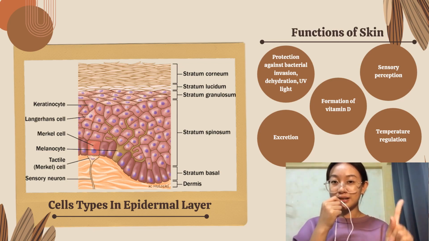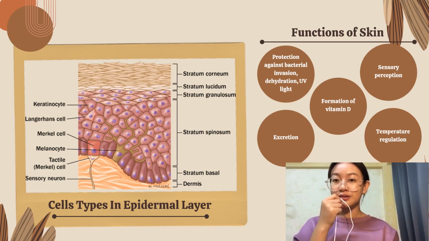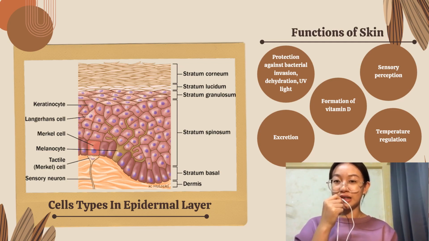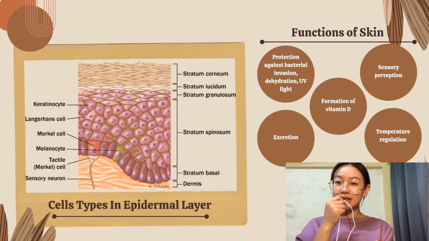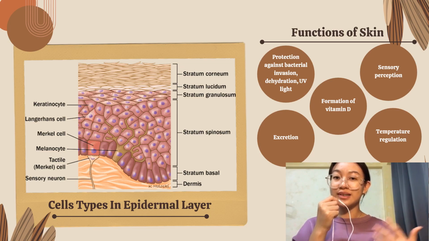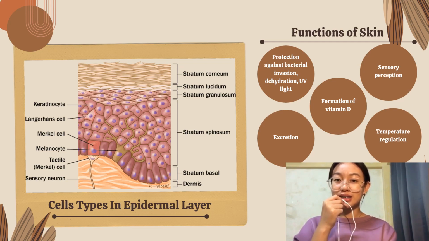So the stratum basale is involved in high mitotic activity in order to regenerate the epidermis. And the stratum spinosum is where the keratinocytes start to synthesize the keratin. The stratum granulosum is composed of keratohyalin granules and lamellar granules. And the topmost superficial layer of epidermis, which is the stratum corneum, the keratinocytes become dead keratinocytes to protect the skin from harm. And then the second layer of skin, which is the dermis.